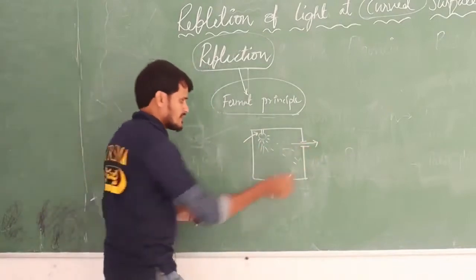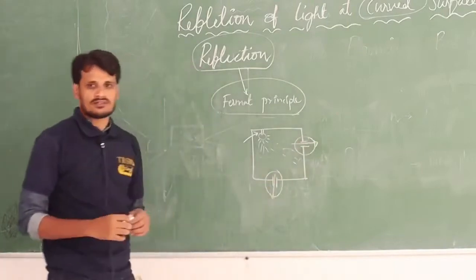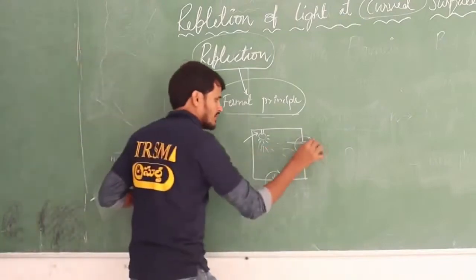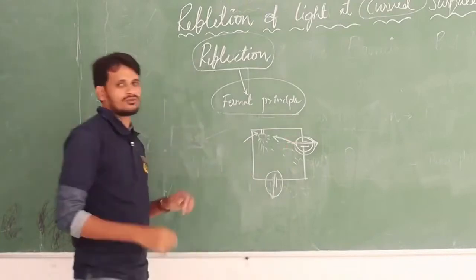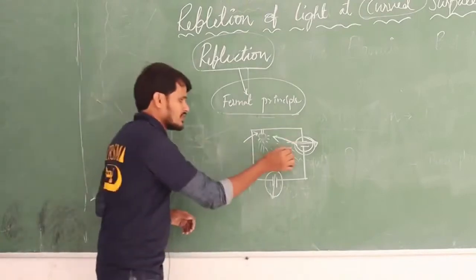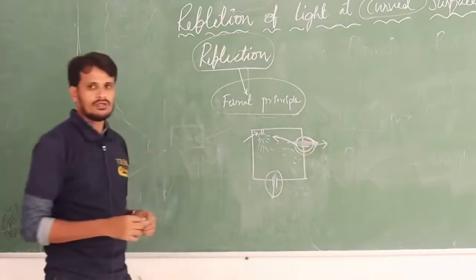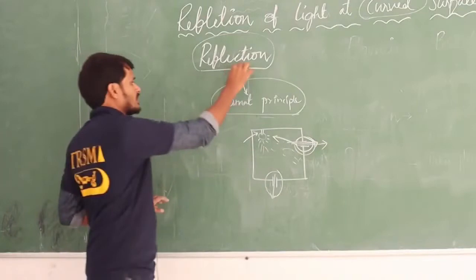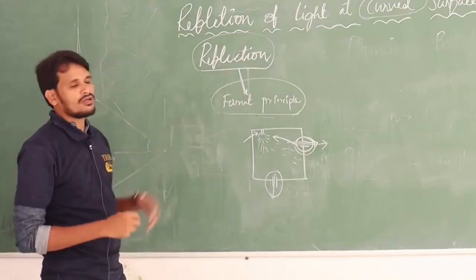Now tell me from which position or from which entrance the light should come out first. According to Fermat principle, light comes out first from the entrance which is near to the water light source. That is nothing but Fermat principle, and total reflection phenomena depends on Fermat principle.